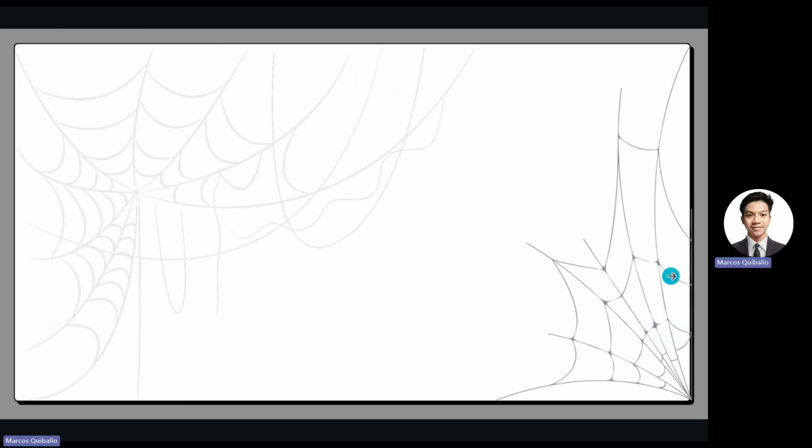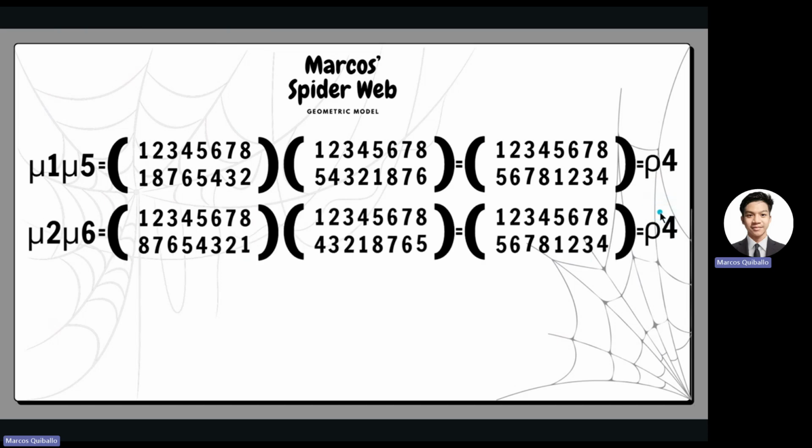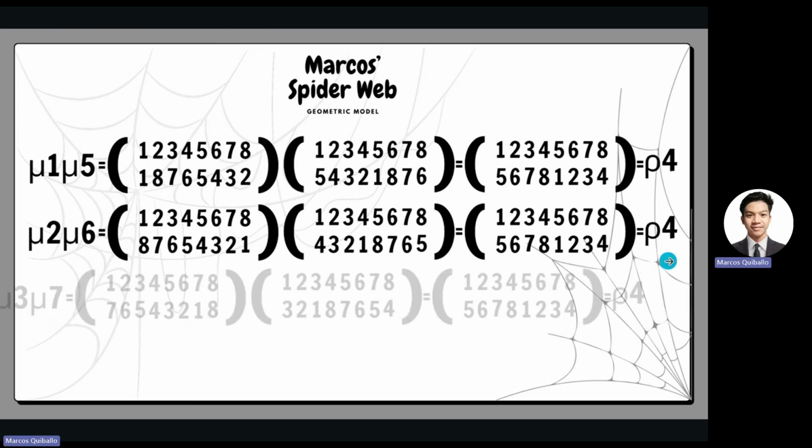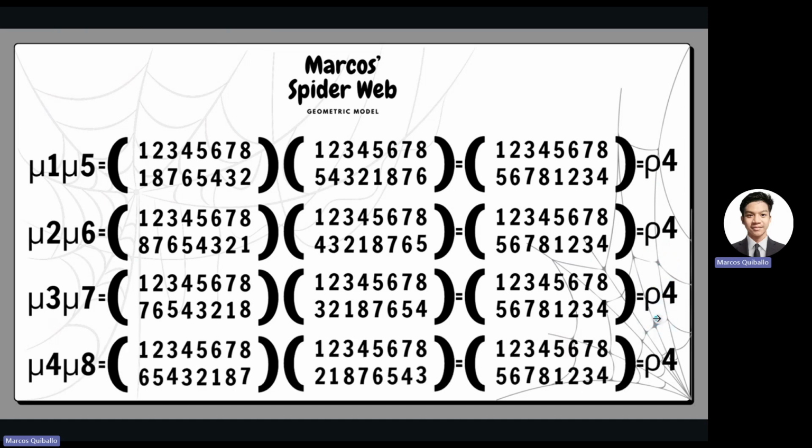And for the other example, we have here mu1 multiplied by mu5, and our obtained result is row 4. And mu2 multiplied by mu6 is equal to row 4. And mu3 multiplied by mu7 is equal to row 4. And mu4 multiplied by mu8 is also equal to row 4.